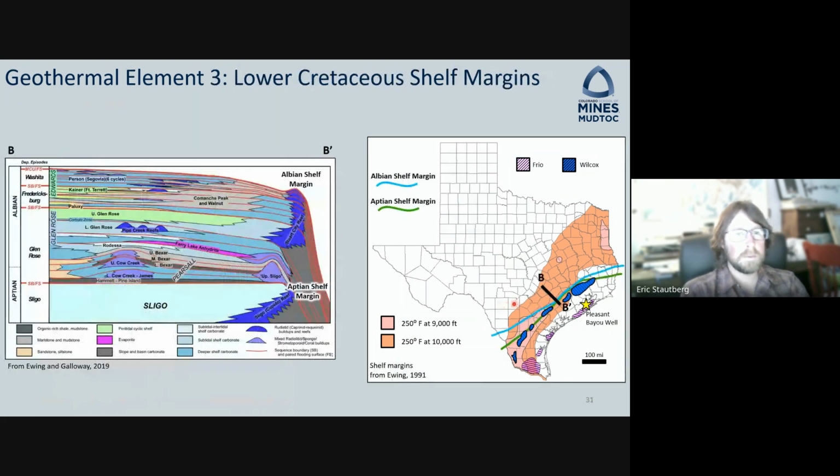Another key geothermal element is these lower Cretaceous shelf margins. And those are shown as these blue and green lines across the Gulf Coast. And these are important because our porous, permeable lower Cretaceous reservoirs often are all north of these shelf margins, as shown from this diagram from Ewing and Galloway.